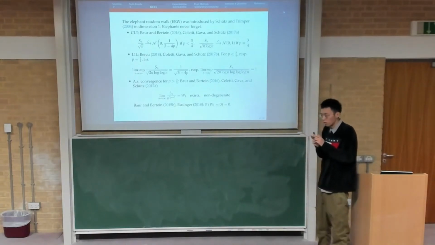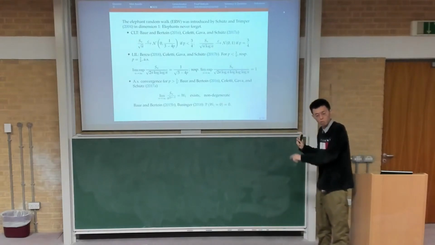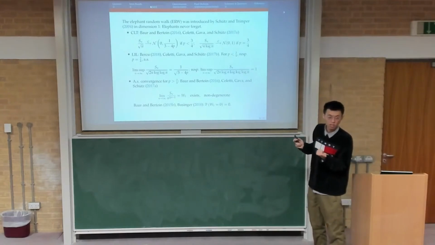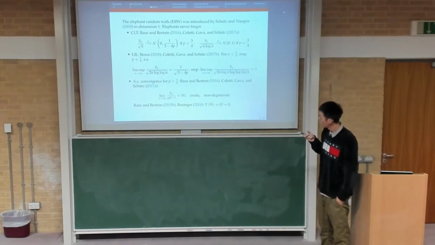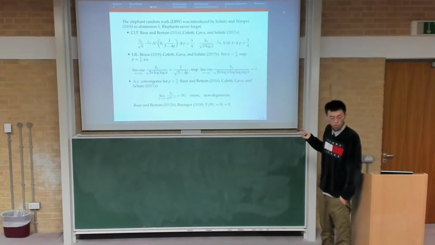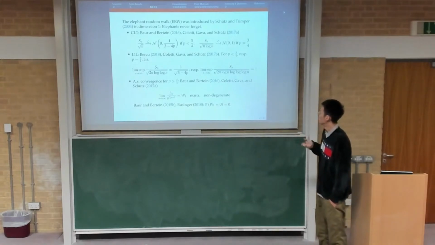Initially, it was defined only in dimension one. So in dimension one, you choose a step with probability p, you repeat this step. Otherwise, you go in the opposite direction. In dimension one, there is a phase transition at 3/4. When p is less than 3/4, it's called the subcritical regime. When p equals 3/4, it's called the critical regime. In these two regimes, there are certain kinds of central limit theorem and law of the iterated logarithm.